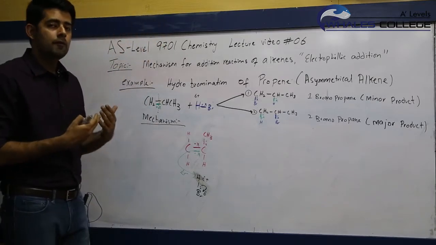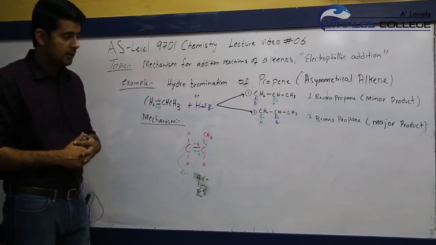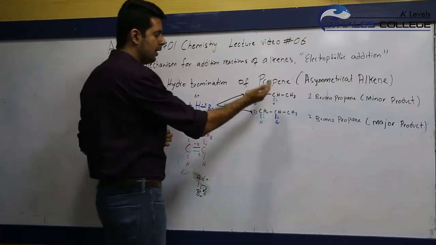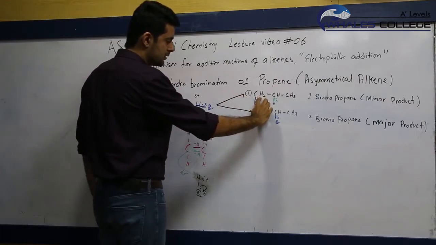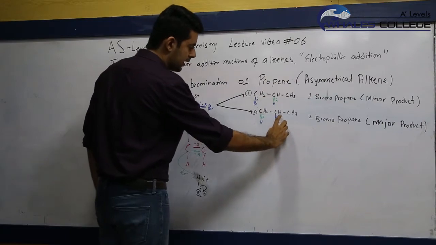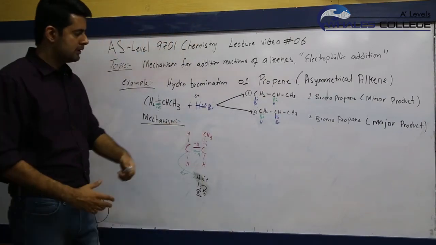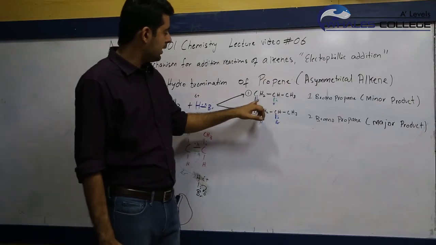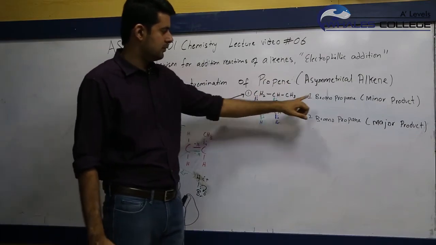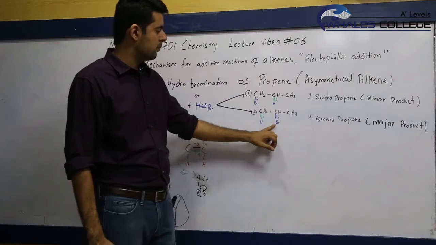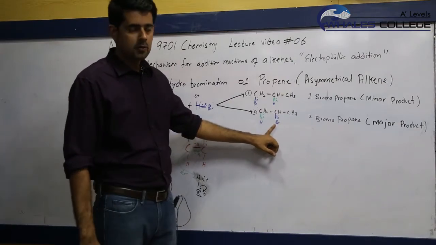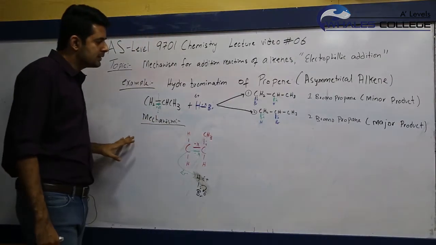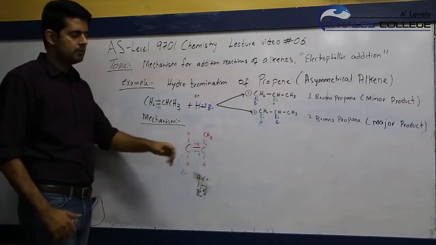That means your nucleophile, the bromide anion, will attack the other carbon. In this case, it will attack this carbon. In this case, it will attack this carbon. We'll look into this in more detail in the mechanism. But what this means is that we'll get 1-bromopropane as one of the products and we'll get 2-bromopropane as another product. I'll discuss the mechanism of how this becomes possible.